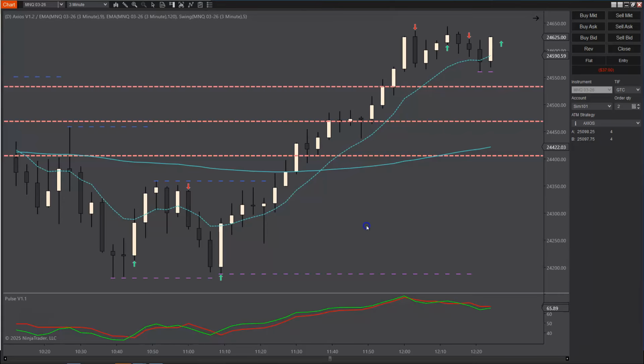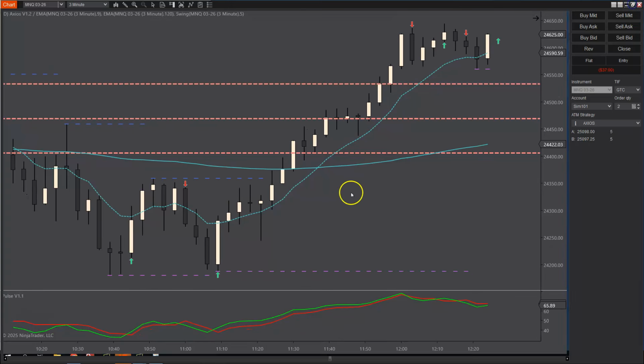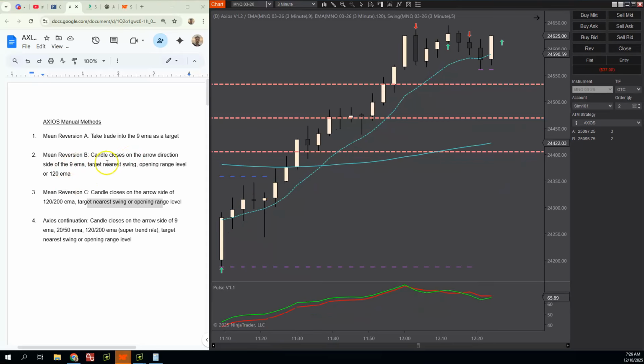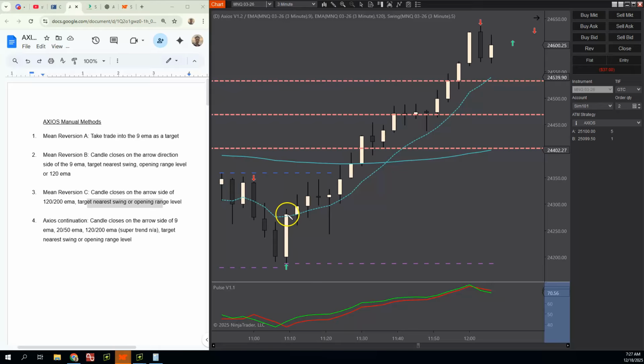Oh yeah, here, this is perfect. Okay, mean reversion B, and they often come in sets like this. Mean reversion B: a candle closes on the right side, on the arrow direction side of the 9 EMA. So that's here. Back this up a little bit. So that's here, and we target the nearest swing. 300 ticks, yeah, I'll probably target that. Or you could get a little bit more out of it and target the 120, or you could even get more out of it and target the bottom of the opening range. But we'll say we're just targeting the nearest swing there.